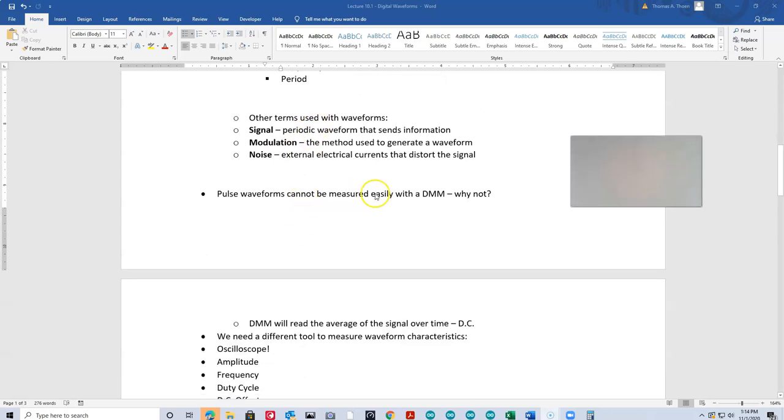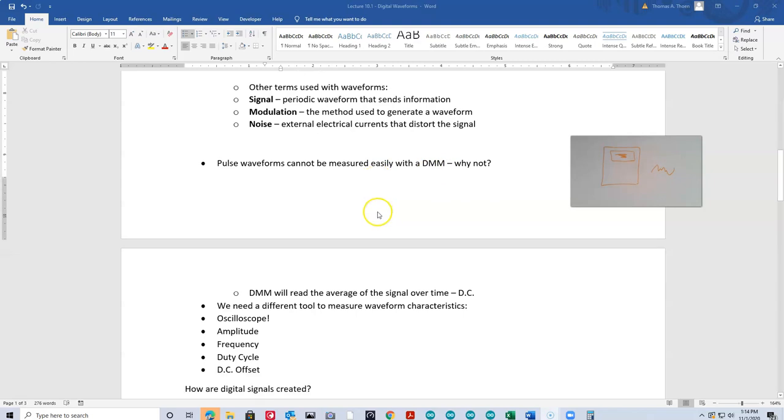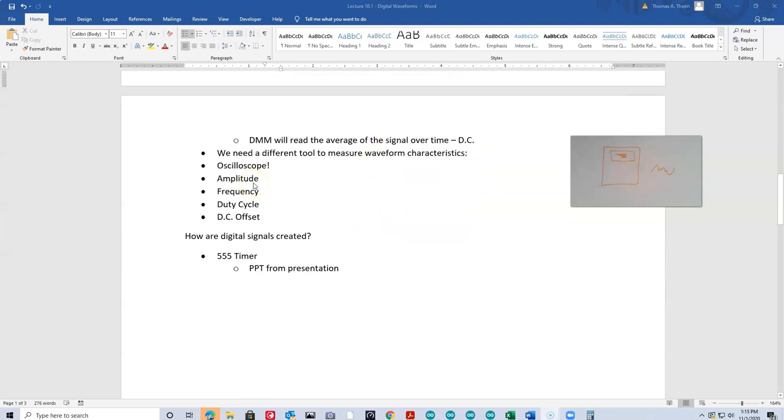Now, pulse waveforms cannot be easily measured with a DMM. And why not? Well, if you ever try to measure voltage with a typical DMM, and you're looking at the display, you'll see that the display kind of changes every maybe quarter of a second, every half second. And so if you're trying to measure some kind of waveform that's changing over time, you just get a bunch of random numbers on the screen. So the tool that we typically use for that is an oscilloscope. And with the oscilloscope, we can measure the amplitude, frequency, duty cycle, DC offset, all of these different characteristics. And unfortunately, we don't have access to the lab, and I can't really loan out oscilloscopes, but maybe if we get a chance next semester, you can stop in and we can get a chance to use those to some extent.